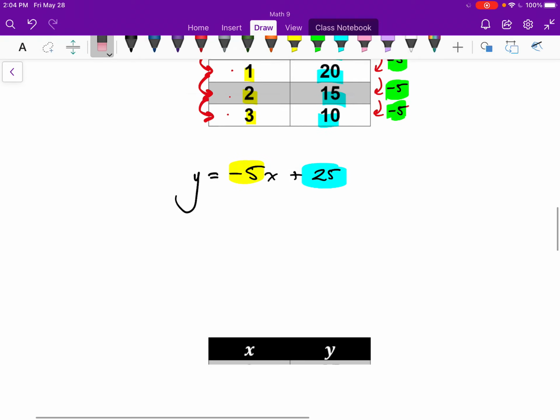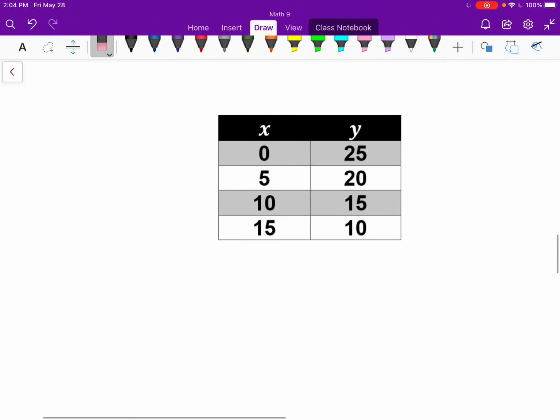So with that said, here's an example of one that's slightly more challenging. Same variables, x and y. I can see the starting amount, but notice now x is going up in 5s. Which means this is a different relationship. It's a different table.